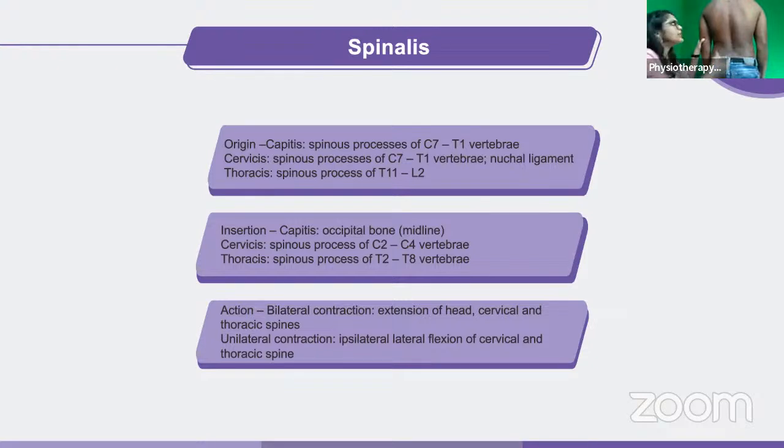All these muscles run down like this. They literally run down like this. So you can write that they are getting inserted one or two vertebral levels above. This is the easy way of remembering all the muscles. Capitis starts from C7 and T1, and it gets inserted into the occiput. So when it contracts, it will also cause extension.